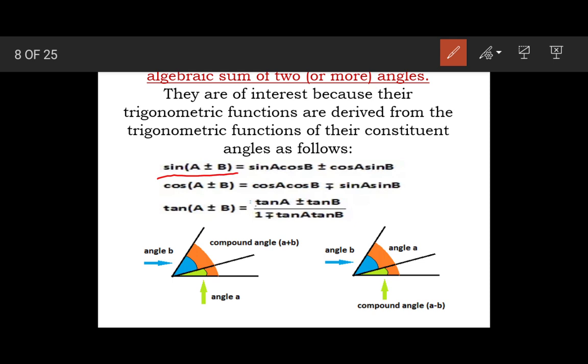The formula for sin A plus B is sin A cos B. If it is plus, then put a plus sign. If it is minus, then put a minus sign. Then cos A sin B. The rule is sin cos, cos sin: sin A cos B, cos A sin B.